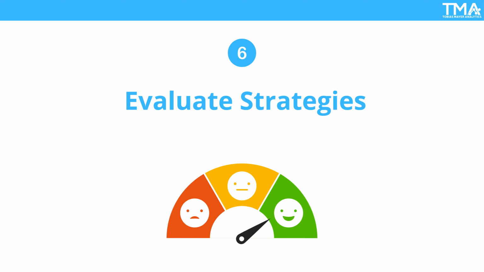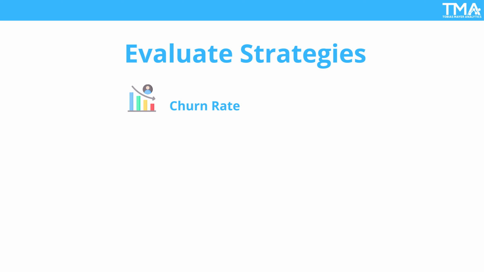Evaluating retention strategies is essential to understand the effectiveness of your efforts. Here are some important metrics that businesses can use to evaluate their retention strategies. Churn rate: the churn rate is the percentage of customers who stop using a product or service during a given period. This is the most basic KPI to evaluate the effectiveness of a churn risk analytics strategy. The churn rate is calculated by dividing the number of customers who churn during a period by the total number of customers at the beginning of that period.